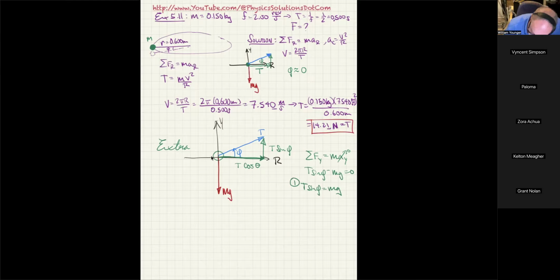Now I'm going to take the summation of forces in the radial direction equals mass times acceleration in the radial direction. And we have to realize that in order for this to be happening, the acceleration has to be this way, and a sub c is equal to v squared over r. So I can now plug this in, and we see that we only have T cosine phi as the only force acting in the horizontal direction. So that gives me T cosine phi, I don't know why I changed it to theta there, is equal to mv squared over r, and that's going to be equation 2.